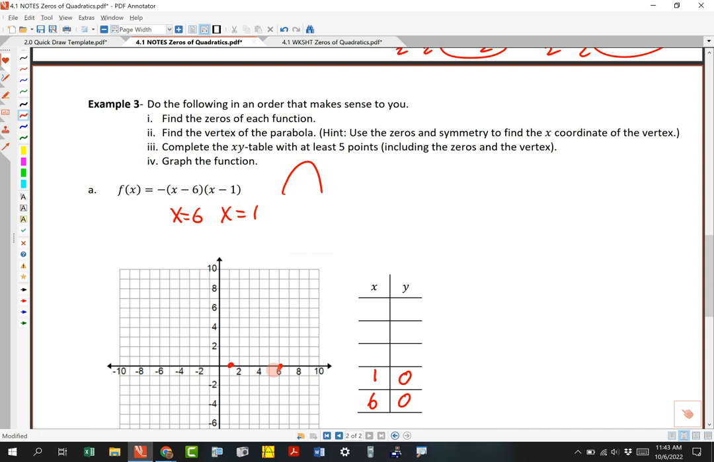So what's right in between 1 and 6? Add them together. Listen carefully. Add those x coordinates together and divide by 2. So they add up to 7, so that would be 3.5. So it's going to be somewhere around right here, okay? So if you want to write 3.5, that's fine. If you wanted to write, let's see, what would that be? 7/2? That would be okay.